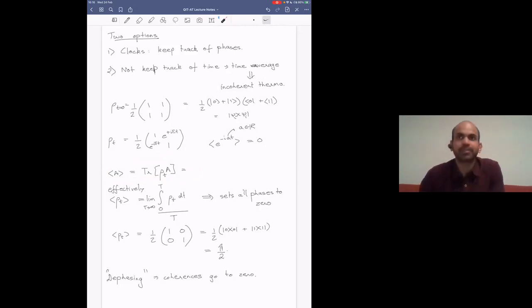I have a question about the difference between the diagonal state and the incoherent state. I missed what's exactly the difference there.